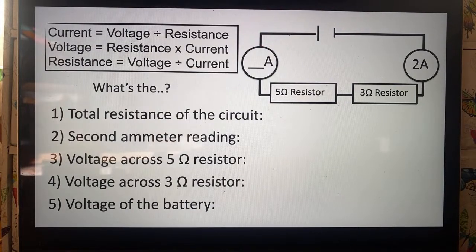So can you please tell me what is the total resistance of that circuit? Again, ignore the wires. You always ignore the wires because they're negligible. What's the total resistance of that circuit? What's the reading on the second ammeter, the mystery ammeter? What's the voltage across the 5 ohm resistor? What's the voltage across the 3 ohm resistor? And so can you tell me what voltage that battery is? It should be a cell, shouldn't it? I know, it's just one cell. It's not a battery, but tell me the voltage across the cell, please.